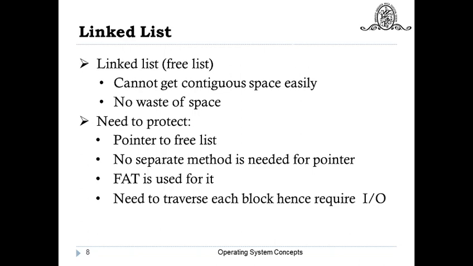But here we need to protect the pointer to the free list. No separate method is needed for the pointer. FAT is used for it because FAT, that is the file allocation table, easily maintains the pointers, and we need to traverse each block, hence it requires I/O. Each time whenever we want to create a new file, at that time we have to traverse the whole linked list, and then whatever blocks we want, we can use for our files. So this is somewhat a difficult task, and as compared to bitmap, it is difficult to implement.